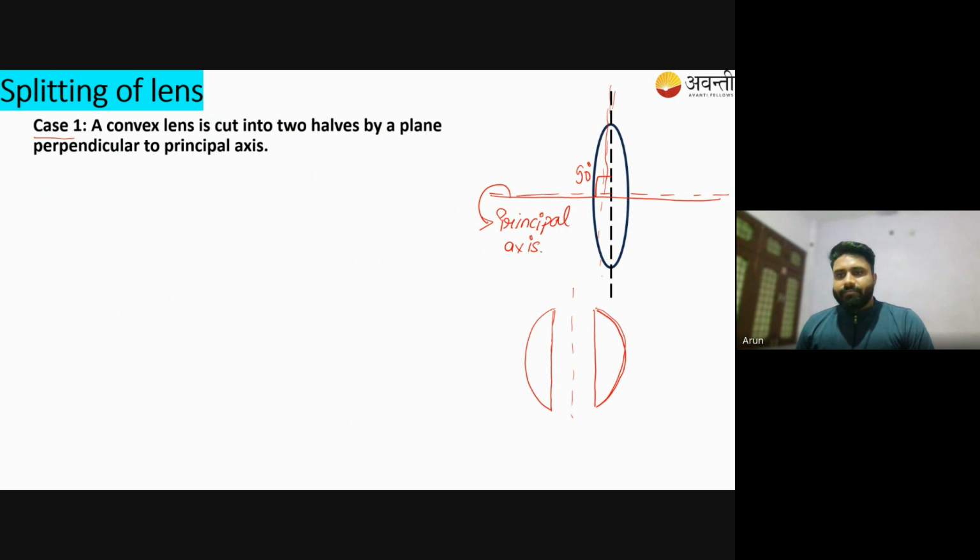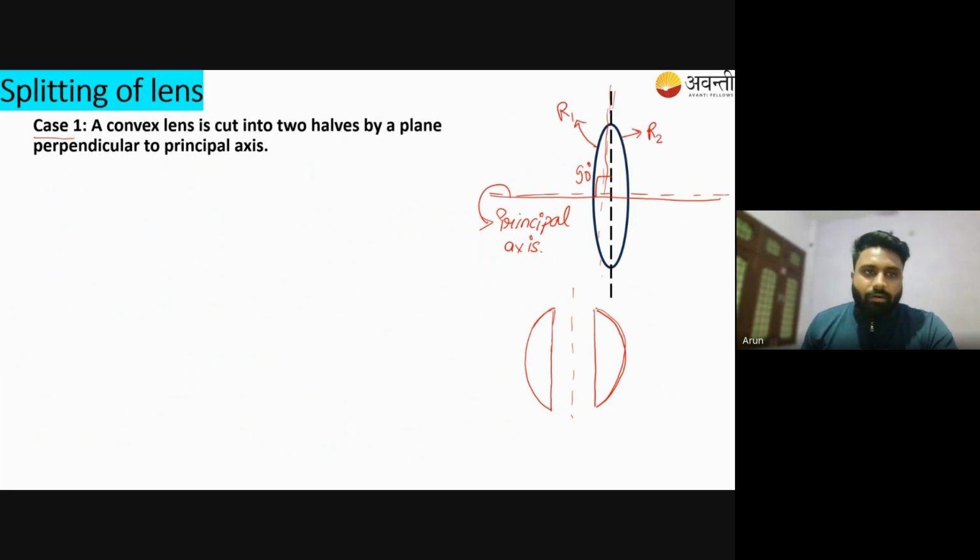So what is the effect of splitting on the focus and on the power of a lens? That we are going to discuss. If you see here, this becomes a plano-convex lens, and this also behaves as a plano-convex lens. In the previous section we combined the lens, and in this section we are splitting it. So if this surface has a radius of curvature r1, this surface has a radius of curvature r2.